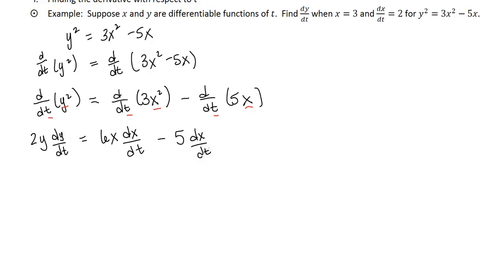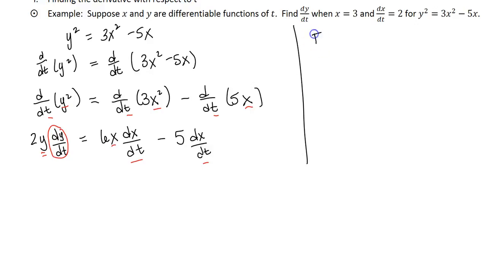Okay, so from here, I need to look at what the problem is wanting me to find. The problem wants me to find dy over dt, and they've given me x and dx over dt. And you can see that we have an equation that has these pieces in it. We've got the dy over dt that we're looking for right here. We've got the x, we've got the dx over dt, we've got another dx over dt, but we also need to know y, and we don't know that yet.